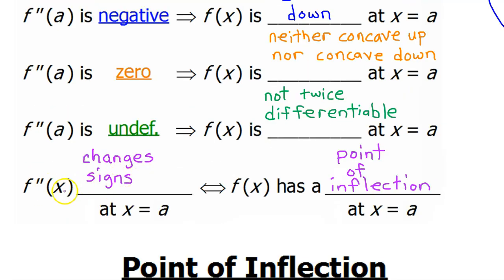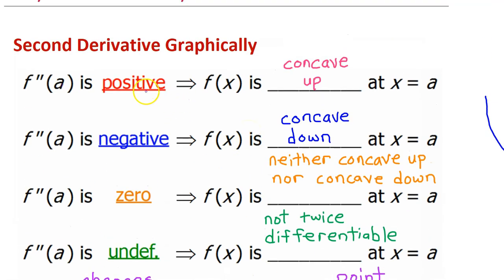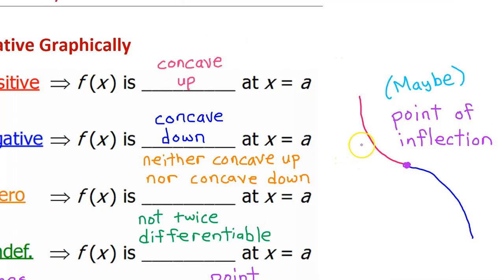Notice that if f double prime changes signs at x equals a, that means f of x definitely has a point of inflection at x equals a. Think about it. We know that if f double prime is positive, f of x is concave up. If f double prime is negative, f of x is concave down. So obviously, if f double prime changes signs, then f of x changes concavity. For example, if f double prime changes from positive to negative, then f of x goes from concave up to concave down, thus a point of inflection.